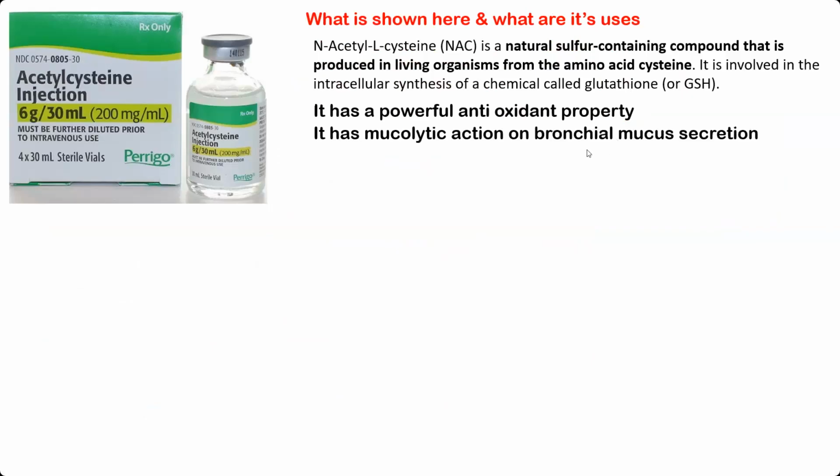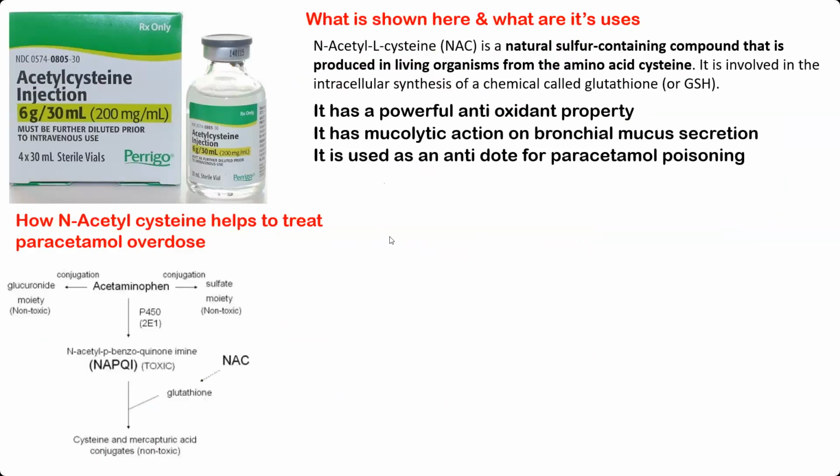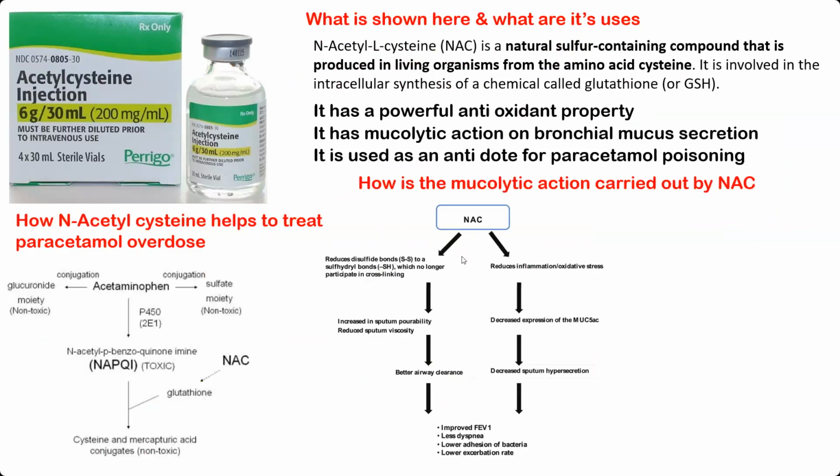It has a mucolytic action on bronchial mucus secretion. It is used as an antidote for paracetamol poisoning and also to supply the sulfur radical for nitroglycerin tolerance. And how can it help in paracetamol overdose? This of course replenishes the glutathione stores. And the NAC also has all these actions to improve the antioxidant properties.